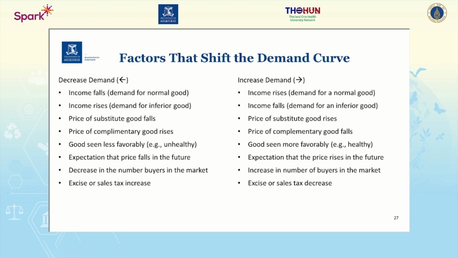Price of complementary good falls, again, something you consume with it. If it is lower in price, you will generally consume more of the two together, the bundle. Goods seen more favorably. A new study comes out and says, don't listen to that nonsense about the mutation with bacon. Bacon's actually really, really good for you, and it will help you live to be 125 years old. And then everybody says, I'm going to eat more bacon, right? So opposite of what we saw last time. Expectation that the price rises in the future will increase the demand. I'm going to buy it now before it becomes too expensive later. Increase the number of buyers in the market, and a decrease in a sales or excise tax.